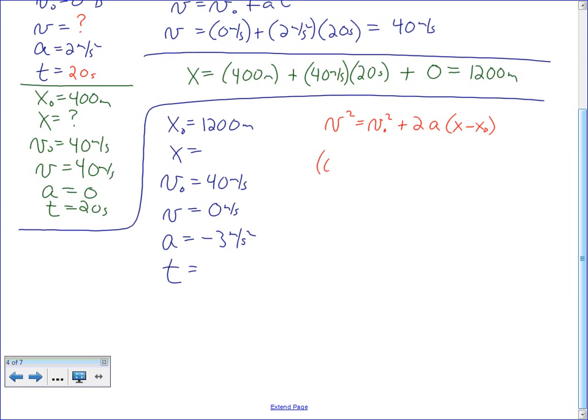So I have a final velocity of 0 meters per second. That equals my initial velocity of 40 meters per second, that quantity squared, plus 2 times my acceleration of -3 meters per second squared, times my final position x minus my initial position of 1,200 meters.